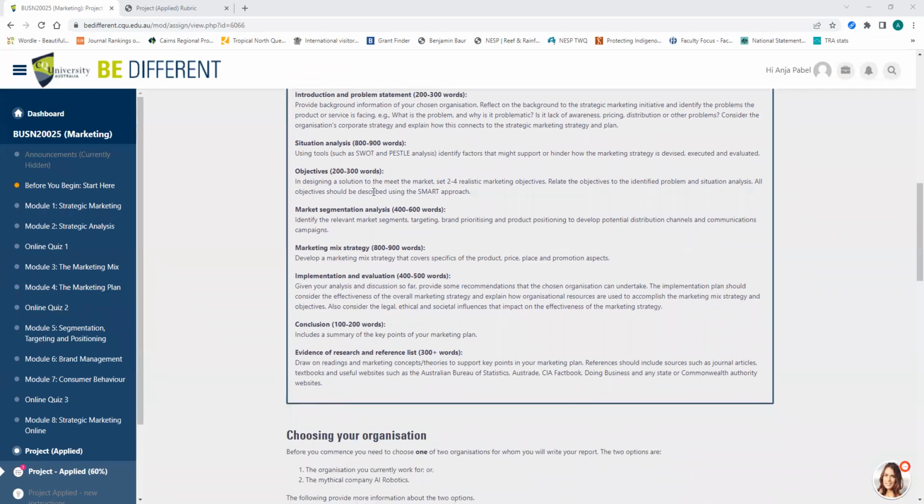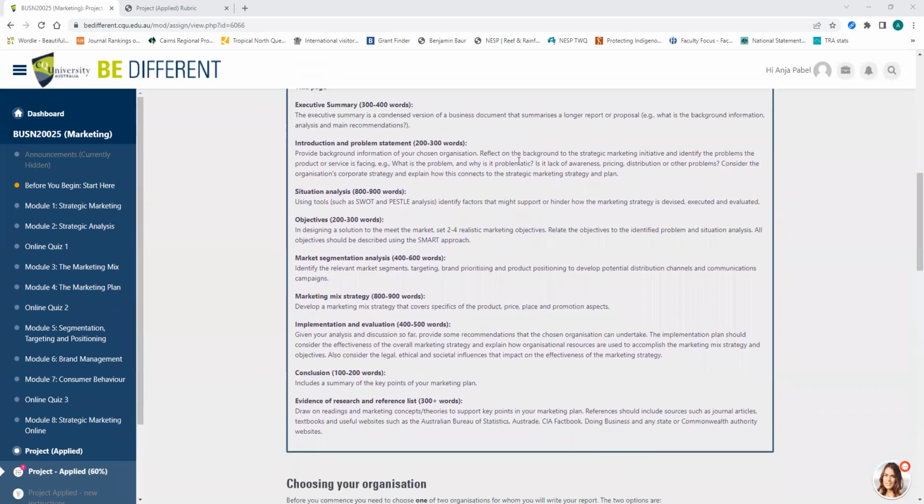Try to include some objectives, and in designing a solution to meet whatever problem you have identified in your introduction and problem statement section. So in designing a solution to meet the market, try to include 2 to 4 realistic marketing objectives. And those objectives should relate to the identified problem and the situation analysis. And all those objectives should be described using SMART objectives, or the SMART approach. So they should be specific, measurable, achievable, realistic, and time-based.